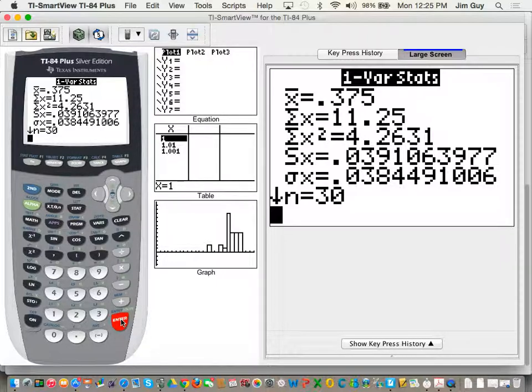Any other questions on how to do the stuff on your calculator? So which one should we normally use? The S of X. That's the sample.